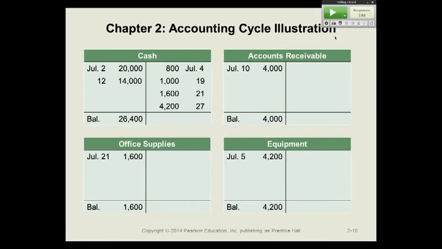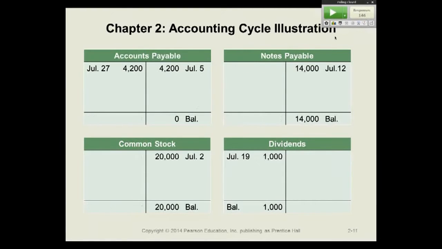Cash is $26,400, accounts receivable is $4,000, office supplies is $1,600, equipment is $4,200, and those are the balances that you have. And again, I will post this. I just didn't want to have it in front of you today, because I wanted to make sure you took some notes, paid a little bit more attention, and answered some questions.